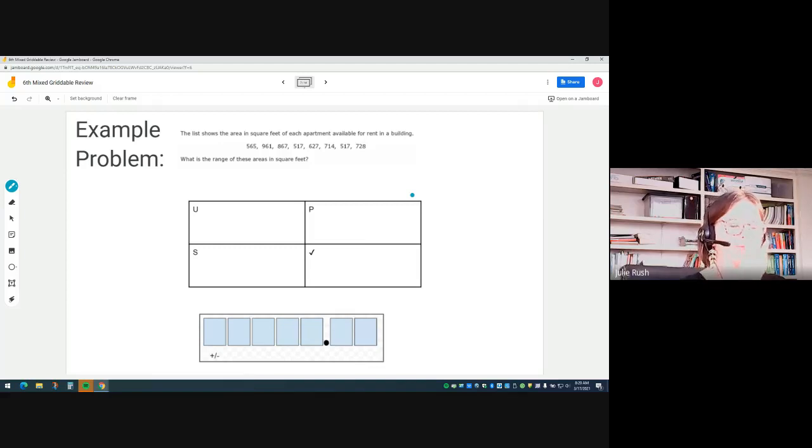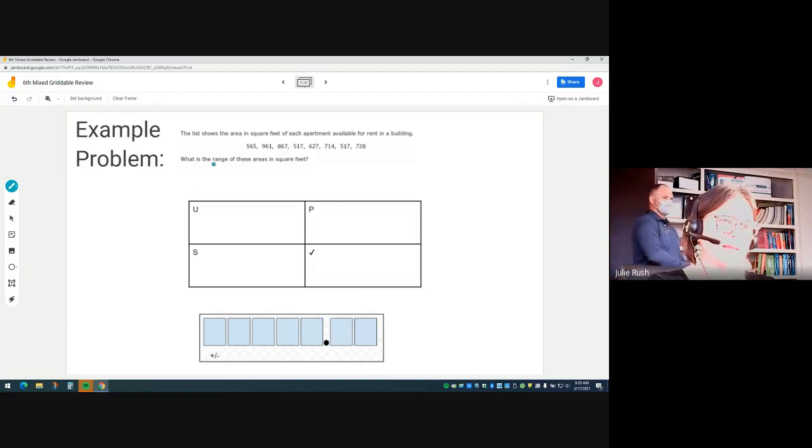All right, our next problem says the list shows the area in square feet of each apartment available for rent in a building. What is the range of these areas in square feet? Well, there's a lot going on here, but I know that the range can be found, right? So this is what we would call a statistics problem or a data problem, right?